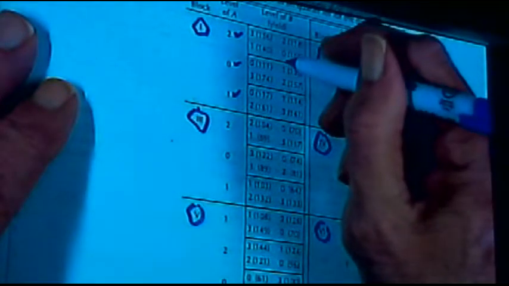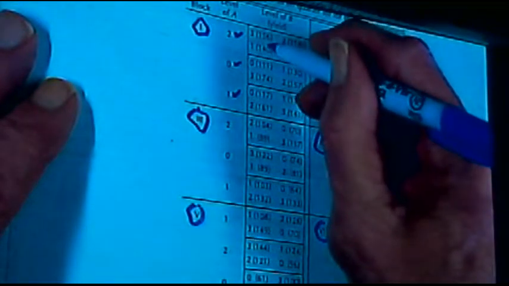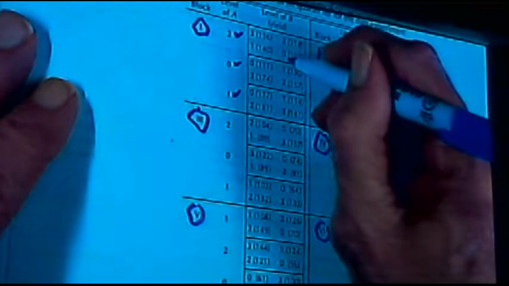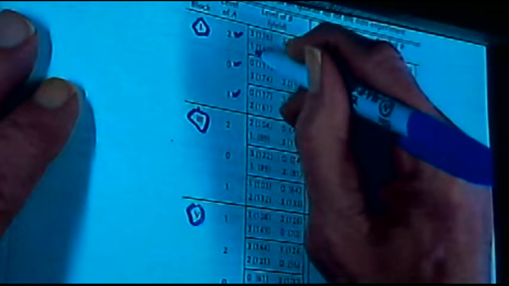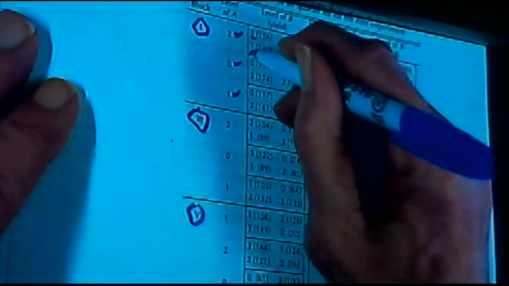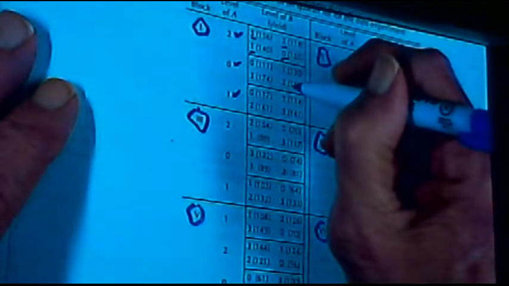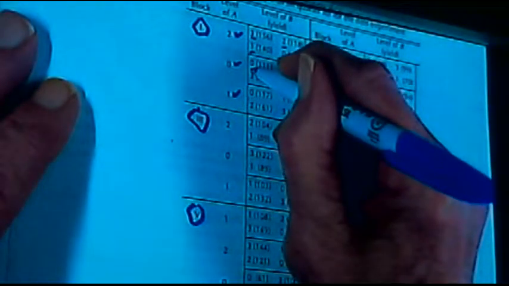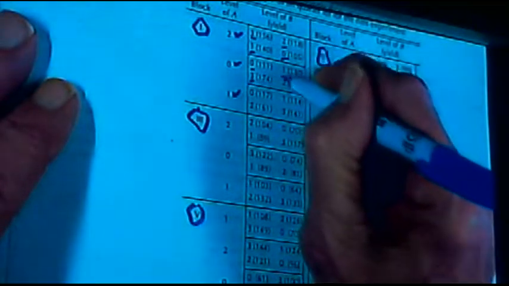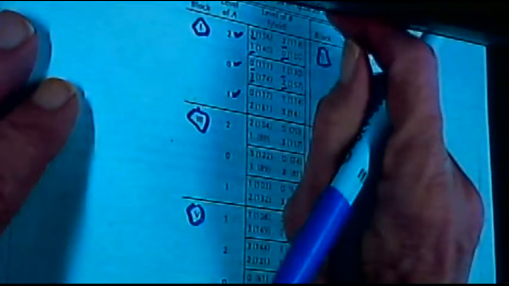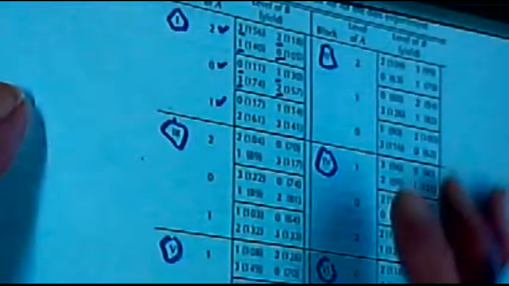So for each level of A, there should be 4 manures. And I guess there is: 1, 2, 3, 4. For the next level of A, there's 1, 2, 3, 4 manures, and so forth down the line.